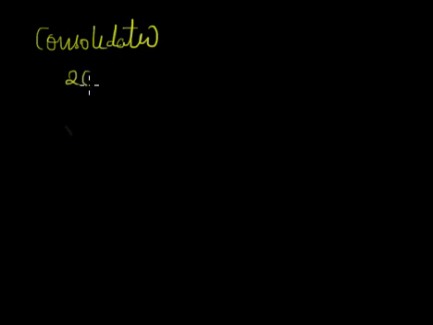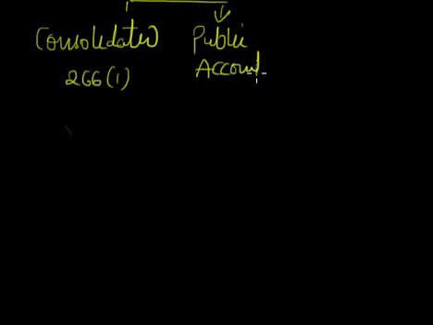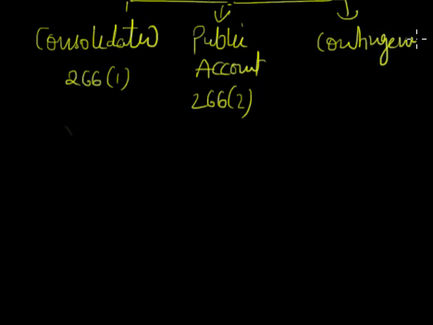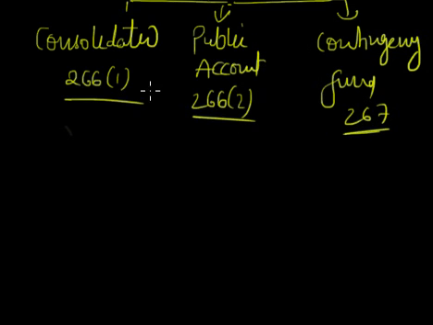The Consolidated Fund comes under Article 266(1) of the Constitution of India. The other one you would have heard of is the Public Accounts. This is Article 266(2) of the Constitution of India. And certainly you would have heard of the Contingency Fund. This comes under Article 267 if you have gone through the Constitution of India.